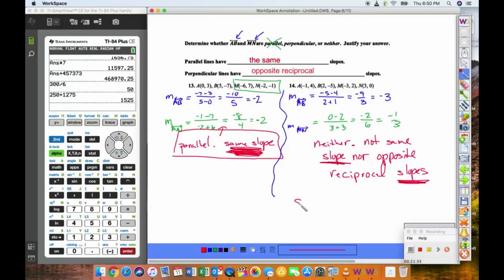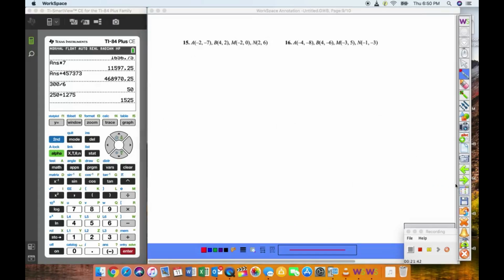There is an E in slope. Check this word out. That's slop. We're not talking about slop. We're talking about slopes. So let's try 15 right here.